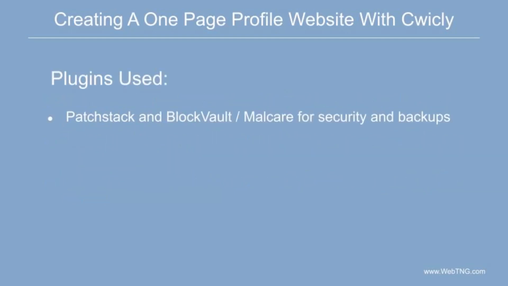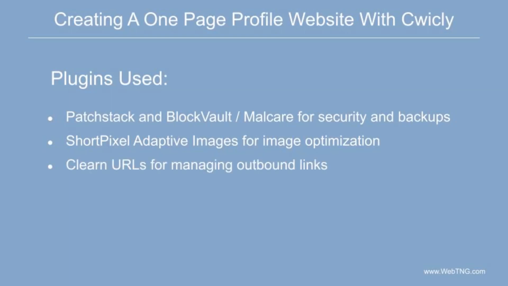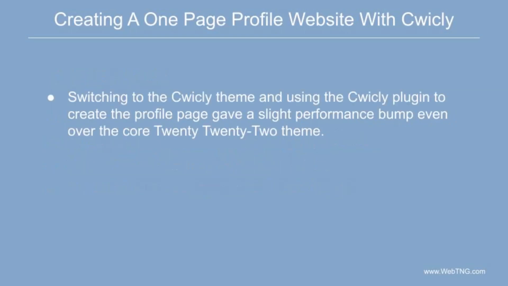I used Patchstack and BlogVault Malcare for security and backups. I used ShortPixel adaptive images for image optimization, clean URLs for managing outbound links, and Slim SEO for providing some basic SEO options. Early in the video, we saw that switching from the Twenty Twenty-Two theme to the Cwicly theme gave us a small boost. I guess this isn't too surprising as the Cwicly theme is a bare bones blank theme. I used the theme builder functionality of the Cwicly plugin to create the site homepage.